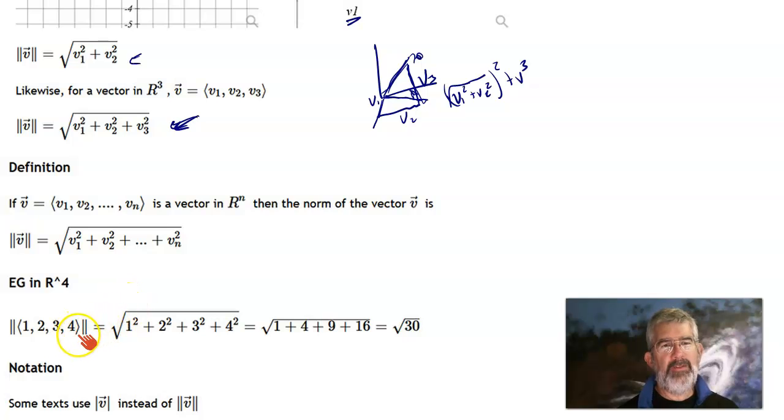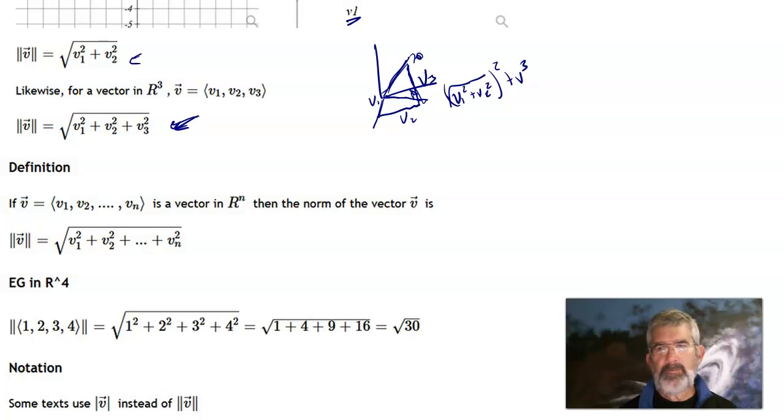So here's an example of the norm of a vector in R4. I've got the vector 1, 2, 3, 4, and I just take the square root of 1 squared plus 2 squared plus 3 squared plus 4 squared, which is the square root of 30. So I would say the length of that vector is the square root of 30. The book would say the norm of that vector is the square root of 30.